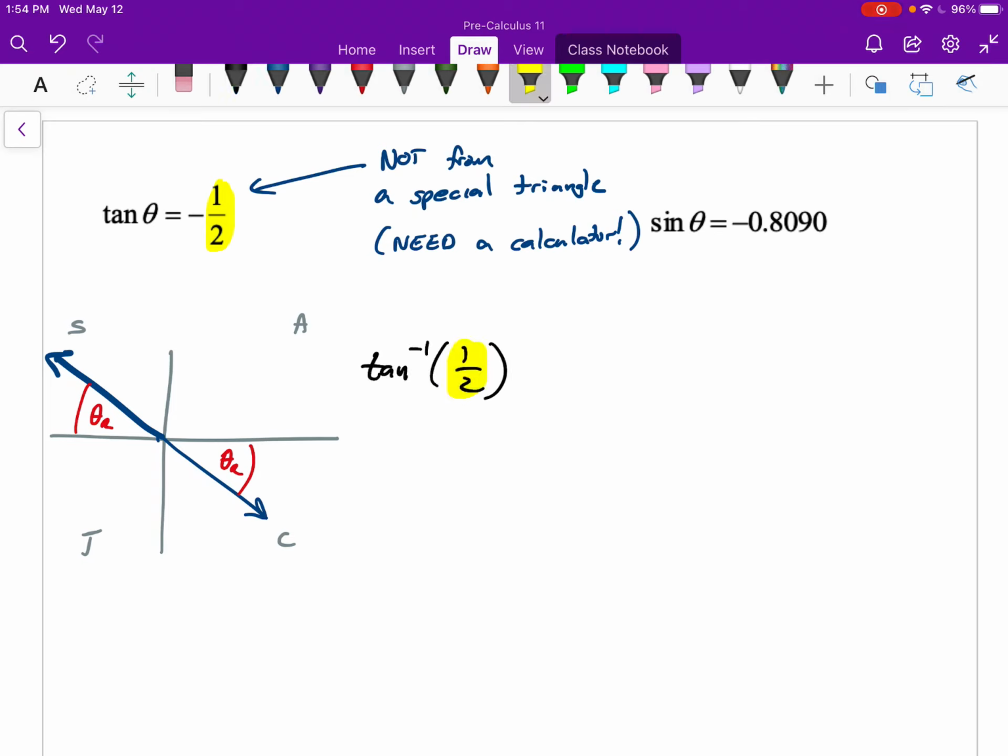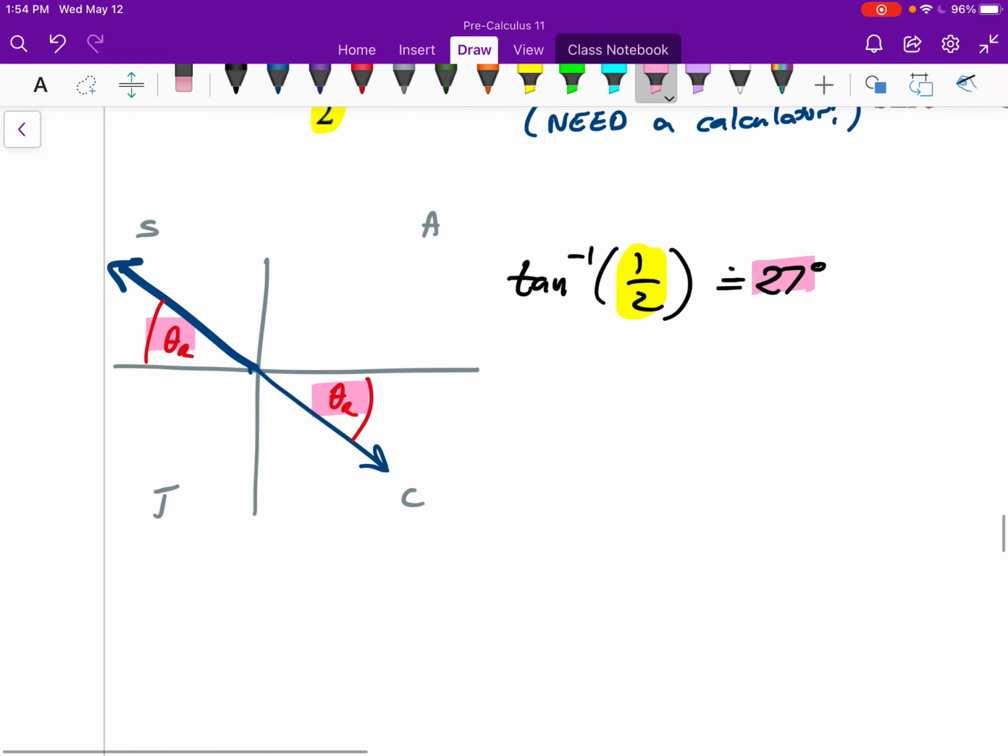Again, the negative part told me which quadrants my terminal arm would be in. I knew that right away, so I don't really care about that. So I'm going to type in the inverse tan of 1/2. And my calculator tells me approximately 27 degrees. And so that is my reference angle. It's not one of my answers, because that's where tangent equals 1/2. But who cares? It's my reference angle, and that's really what I need.